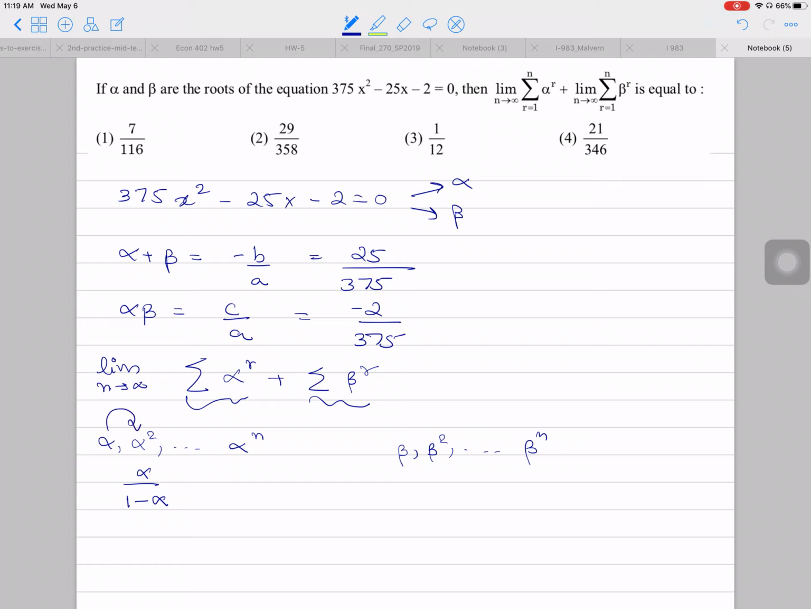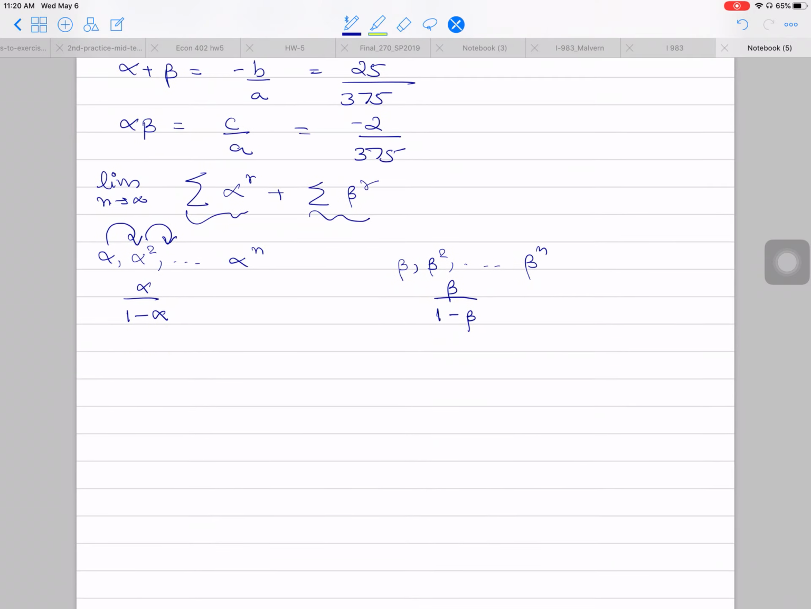So you multiply alpha to the first term, you get alpha squared. Multiply to the next term, you get alpha cubed, and so on. In the same case with this sequence, we get the first term, which is beta, over 1 minus the common ratio, that is also beta. So this is the sum of these two series. So then we have alpha over 1 minus alpha plus beta over 1 minus beta.